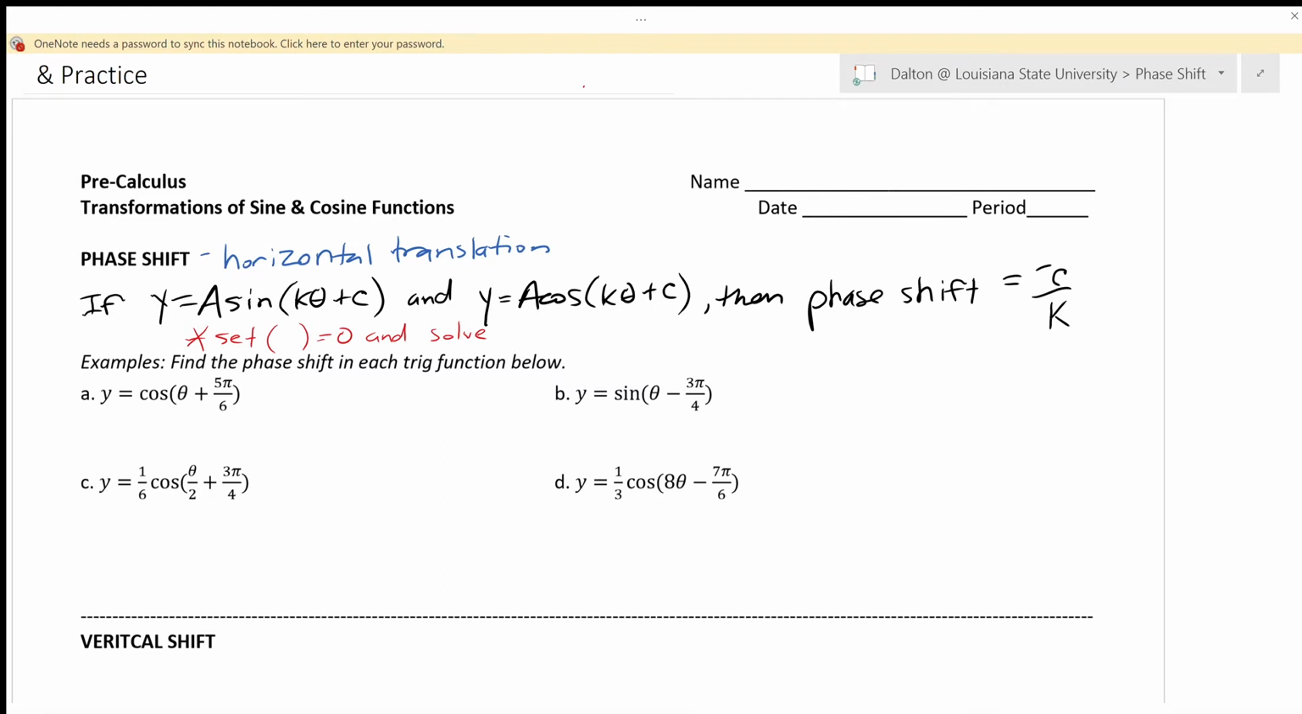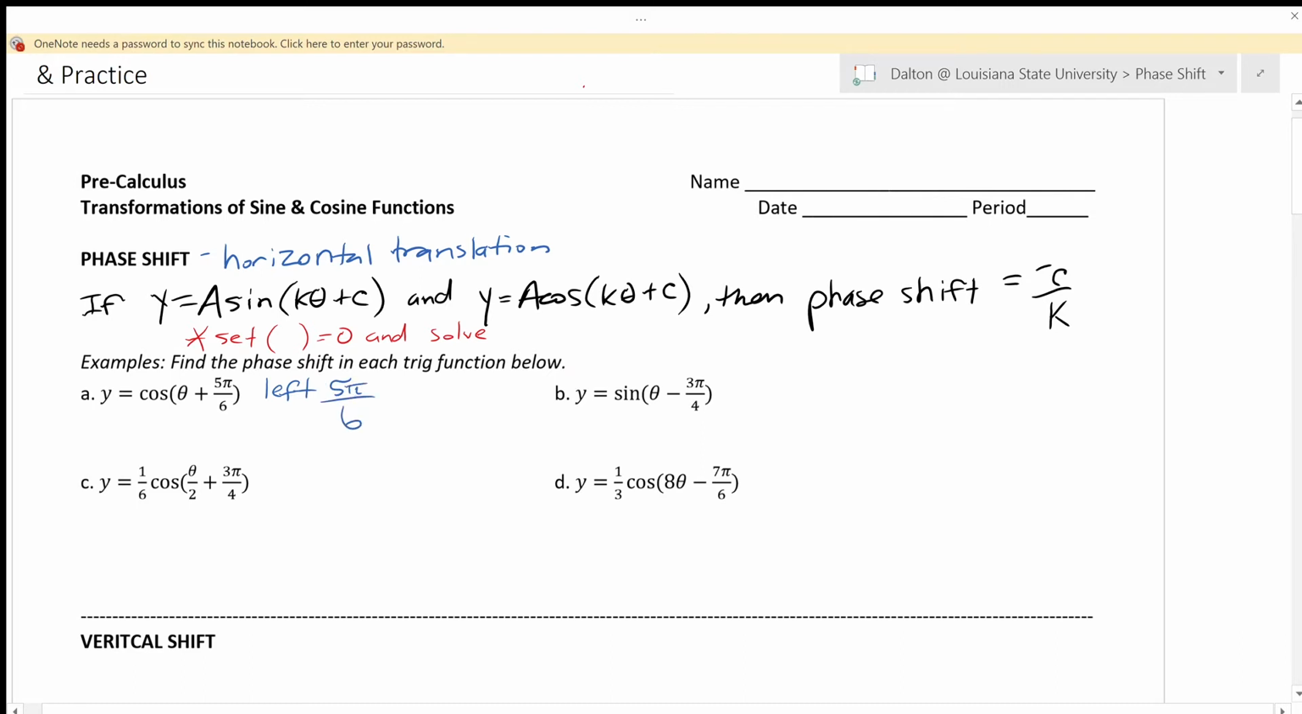Okay, so we're going to do some algebraic examples. All I want you to do is find the phase shift of each trig function. So for example A, I've got cosine of theta plus 5 pi over 6. Using our logic from translations of other parent functions, when we have theta plus 5 pi over 6, we know that it is opposite. So we're actually going to shift to the left 5 pi over 6.